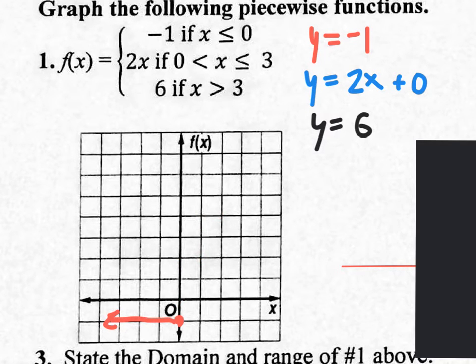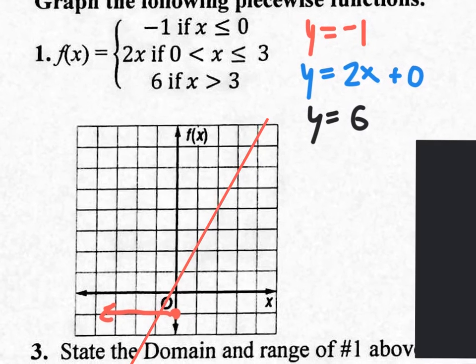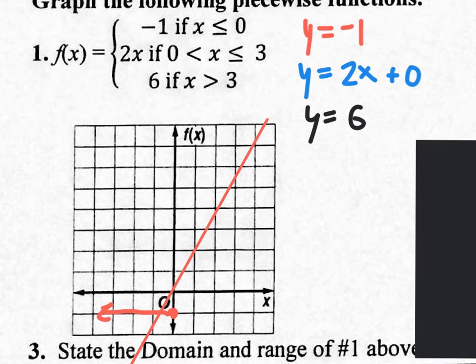What I'm going to do is show you visually what that line looks like. It crosses at 0, and it goes up 2 over 1, up 2 over 1. Does that make sense? However, the restriction here is that it only wants you to show the x values from 0 to 3.